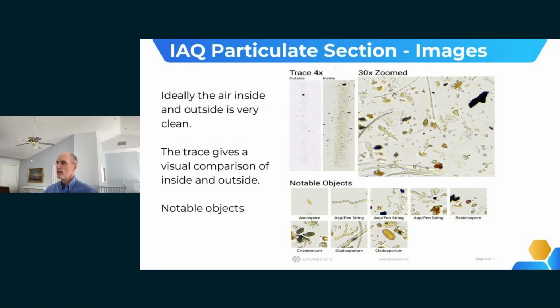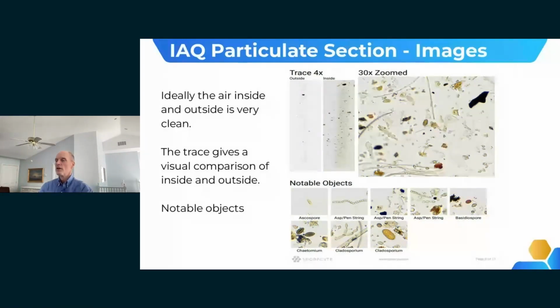I don't know if you'll be able to see on your screens, but you can see here where my cursor is. This is a chain of Aspergillus penicillium spores. And so then when we go down to notable objects, you'll see we've identified several of those chains of spores. And the chains are super critical because when this particular mold grows, it grows in this chain.